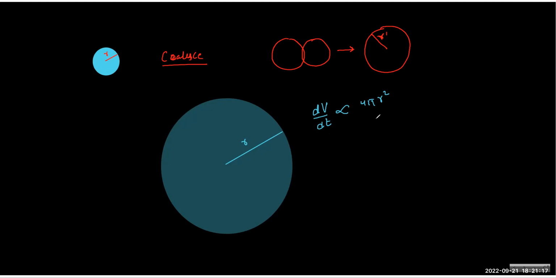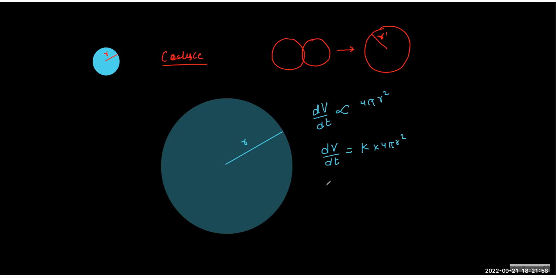So dV by dt is 4 pi r square. That is given to us. When we remove the proportionality with some constant, we write k. So we write dV by dt equals k into 4 pi r square. Show that the radius increases at a constant rate. So we have to prove that dr by dt is constant.